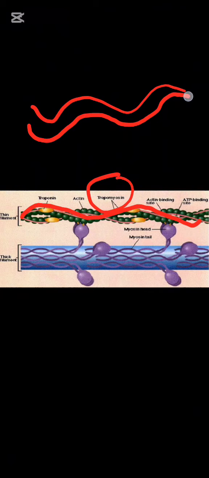Myosin is also fiber like. Myosin protein is fiber like, and it wraps the actin. It is present along the actin. It tightens the actin fibers. Is it clear?